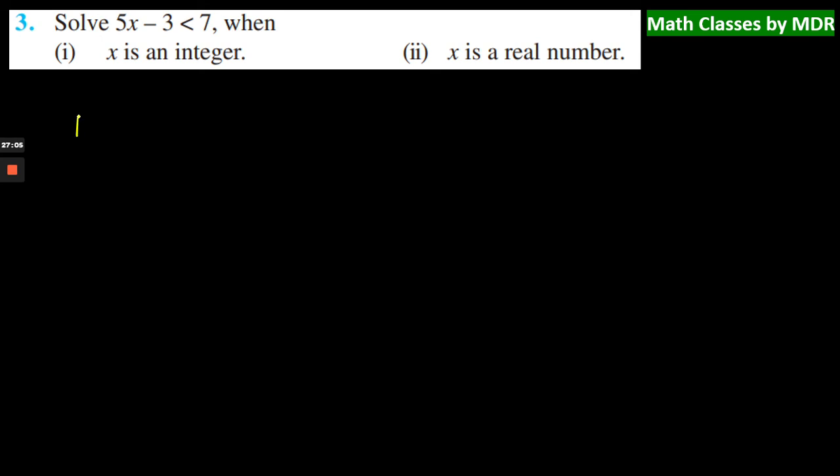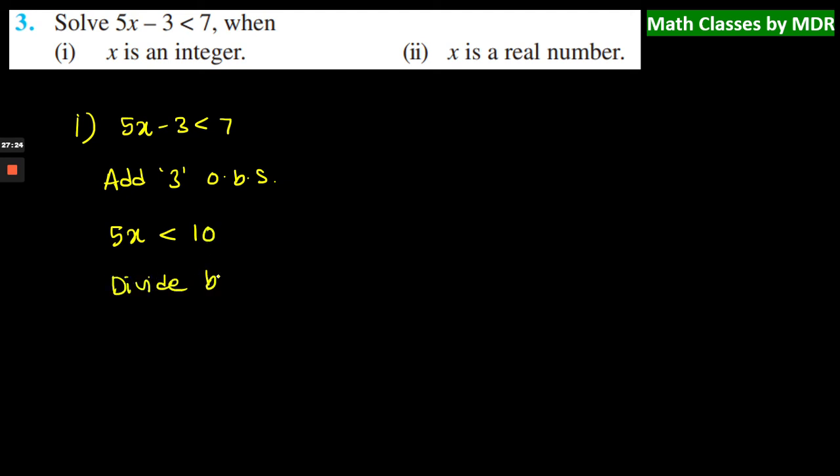Now let's see 5x minus 3 less than 7. So add 3 on both the sides, so 5x less than 7 plus 3, that is 10, and divide by 5 on both the sides. You will get x less than 10 by 5, that is 2. So this is the solution for this problem.